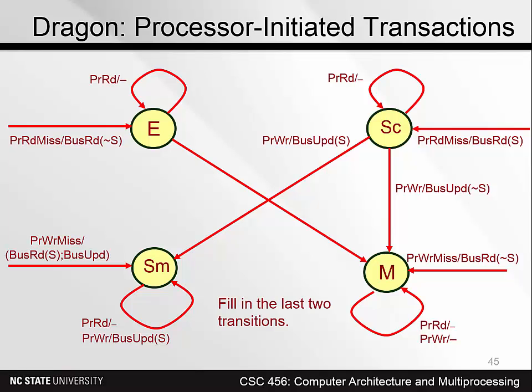Now, see if you can fill in the last two transitions. One of them is when a line is in state E when a write occurs. The other one is when a line is in state SM when the processor writes to it and the shared line is not asserted.